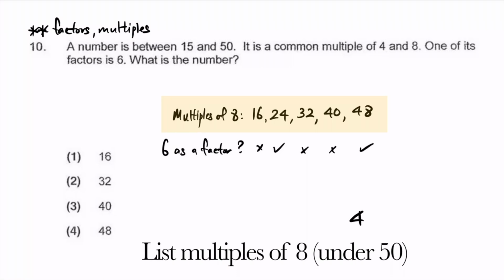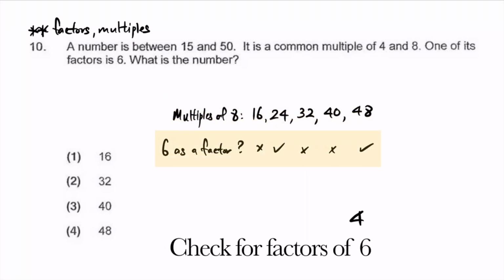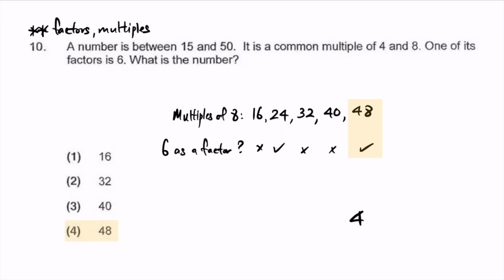Okay, next, I'm going to check that it also has 6 as a factor. So for each of these multiples of 8, I'm going to check, do they have 6 as a factor? That's true for 24, and that's true for 48. Well, out of the 4 choices, we see 48, we don't see 24, therefore number 4 is the answer.